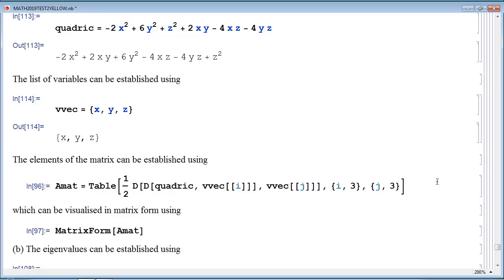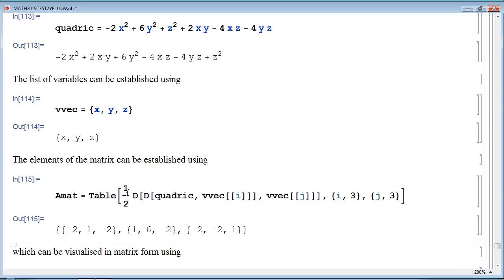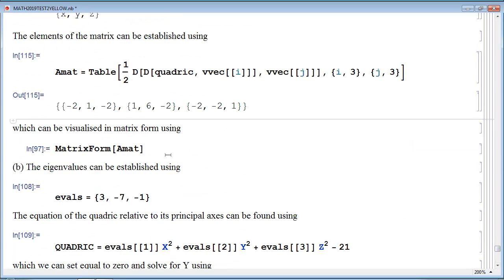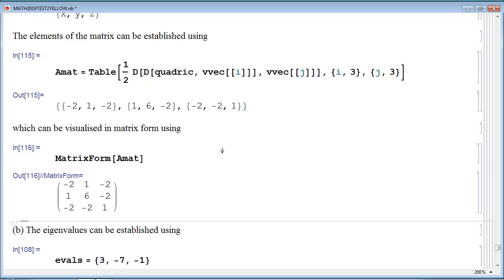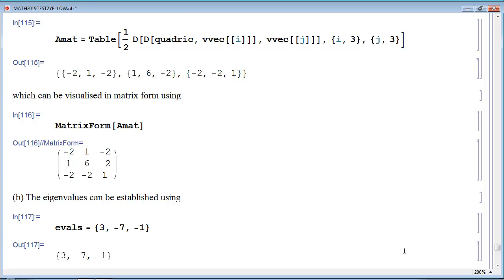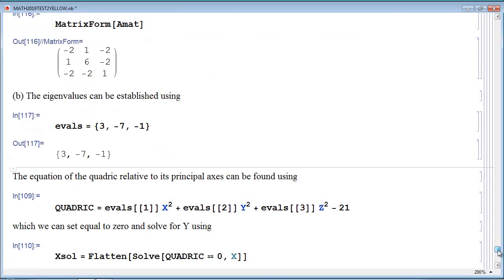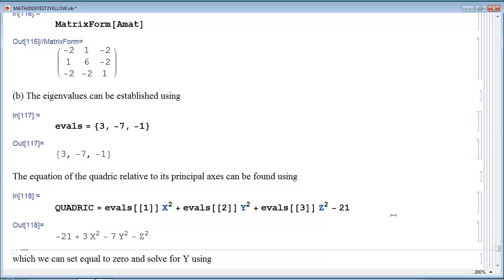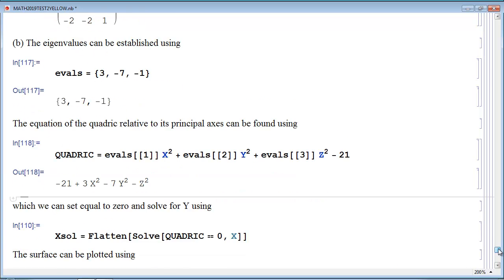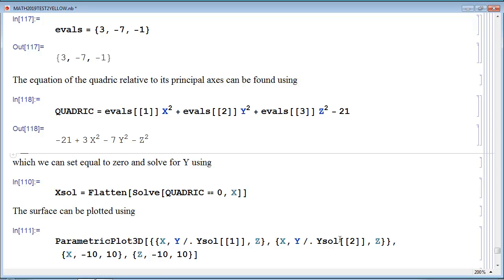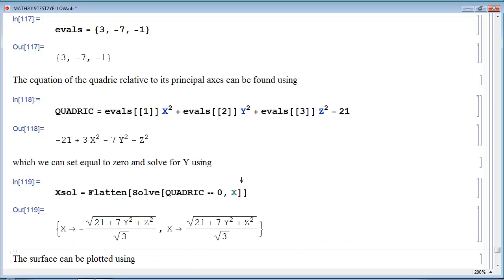And we can do that using that, and we have to remember to divide by 2 to avoid counting things twice. And we can visualize that in matrix form using this, and then we can enter the eigenvalues using this, hoping that they're correct, and we can establish this quadric form in the principal axis coordinate system using that. It's much simpler, and we can most easily solve this for X as a function of Y and Z using that.